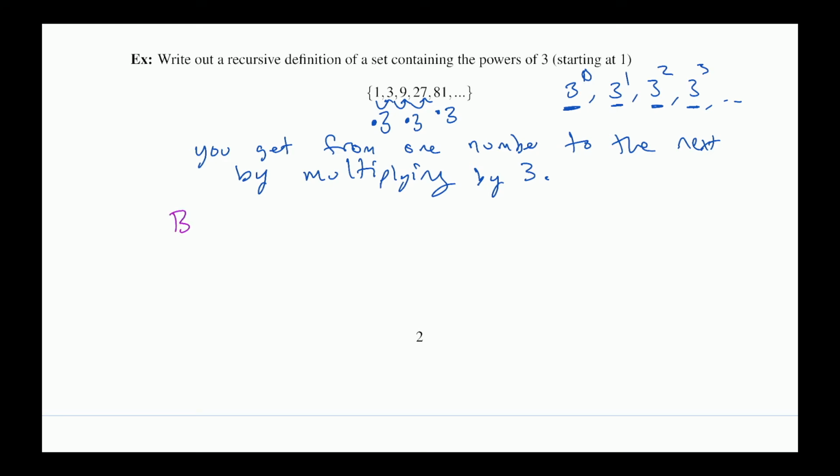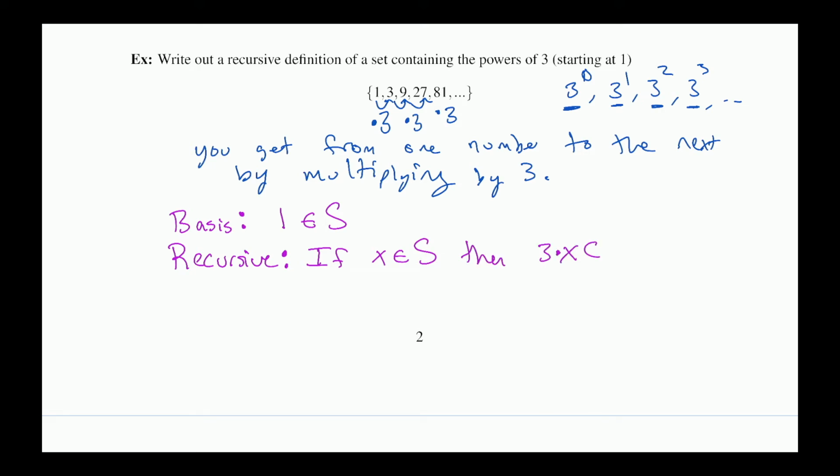And so your recursive definition is, give me the first thing in the set. So the first thing in the set is a 1. So you just say 1 is in, well, what are we going to call the set? Needs a name. Doesn't matter, just call it S. That's fine. So you're going to start with a 1. And for the recursive step, I already know the rule. The rule was you get from one number to the next by multiplying by 3. So what you say is, if x is in S, then 3 times x is in S.